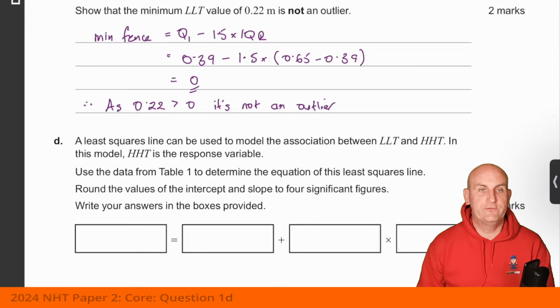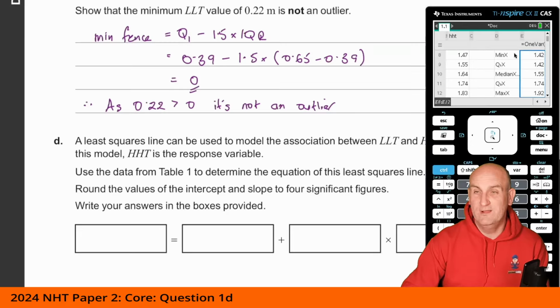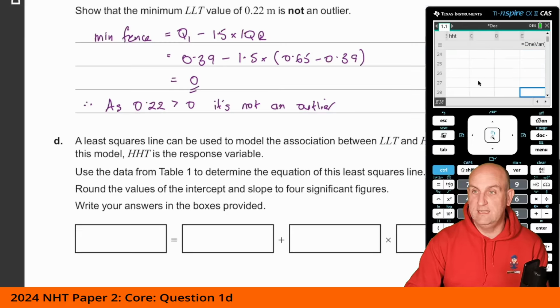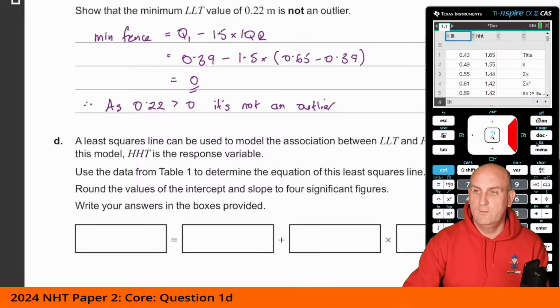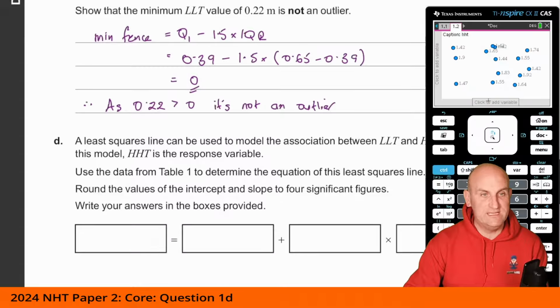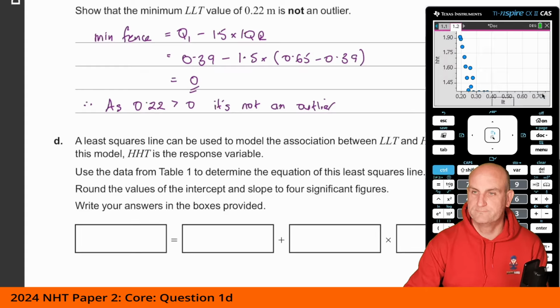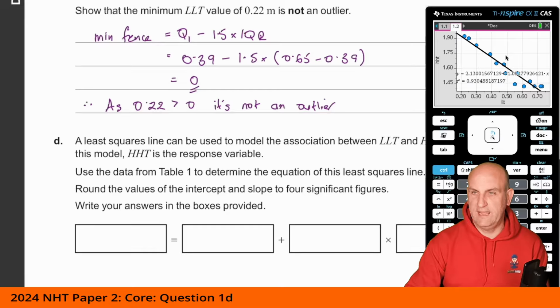A least squares line can be used to model the association between LLT and HHT. In this model, HHT is the response variable. Okay, use the data from table 1 to determine the equation of the least squares line. Well, that's lovely. I've already got my information here. So what do I do now? Well, I'm going to do doc, I'm going to insert, I'm going to do a data and statistics. It has told me that HHT is the response. So that goes on there. We've got LLT down here. Beautiful. And basically, now menu, analyze, regression, show line A plus BX.